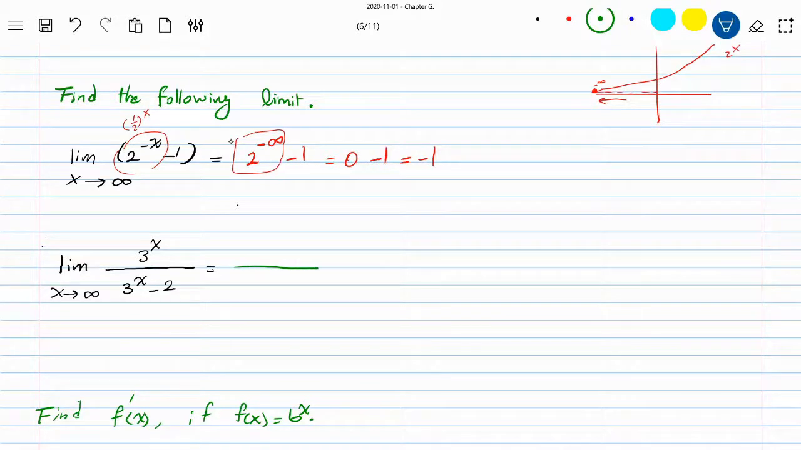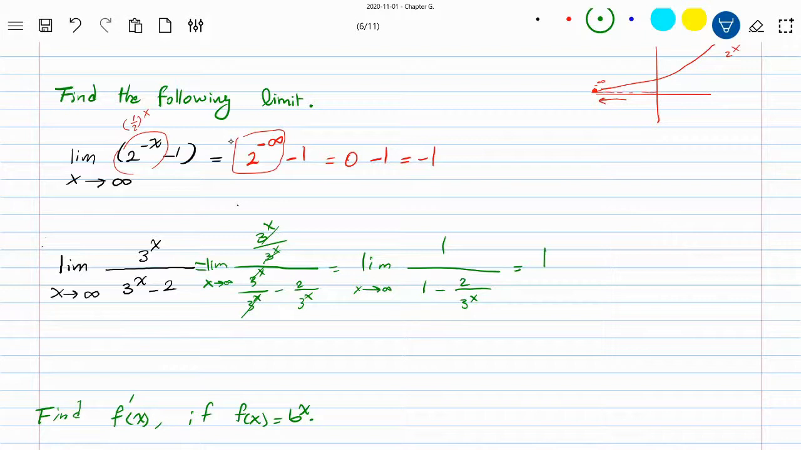Divide the numerator and denominator by the largest term. In this case, the largest term is 3 to the x. So I'm going to divide everything by 3 to the x, minus 2 over 3 to the x. The limit, as x approaches infinity. Now I can simplify these and say what is left is the limit of 1 over 1 minus 2 divided by 3 to the x as x approaches infinity.